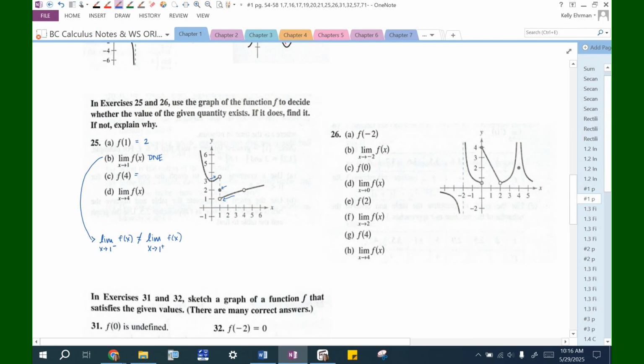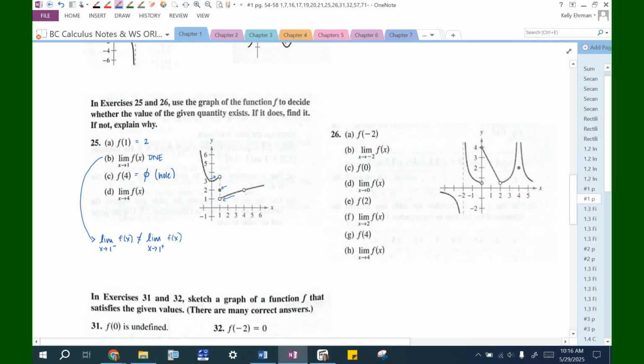What is f of 4? F of 4 does not exist. There's a hole at x equals 4, and there's no point above or below it to say what the function value is. No solution, or it does not exist. I don't need to explain why for that one. I guess I could. There's a hole in the graph.